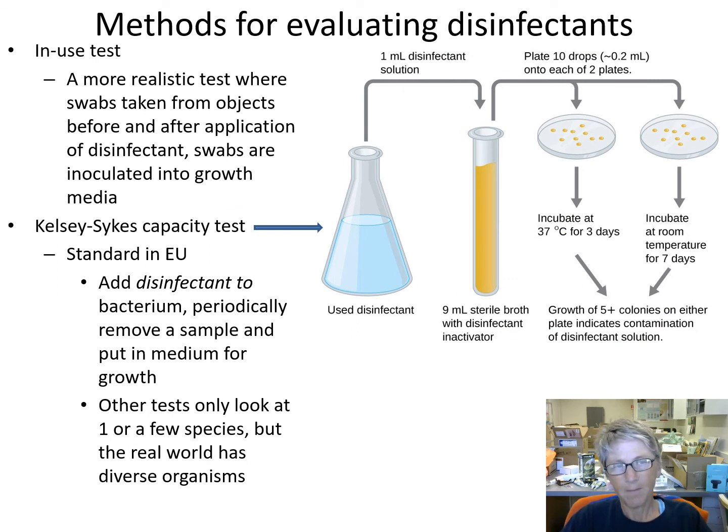And then you have other tests, like the Kelsey-Sykes capacity test. It's the standard test in the European Union. What you do is, here's your disinfectant in this flask. You put some disinfectant in your sterile broth with the microbes growing in there. And then you take some of the microbes that have been mixed with disinfectant, and you grow them on plates and incubate them. And then you can see how well your disinfectant kills the microbes. And that's the end.